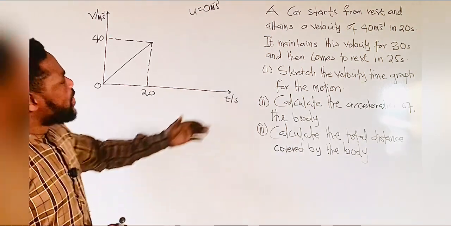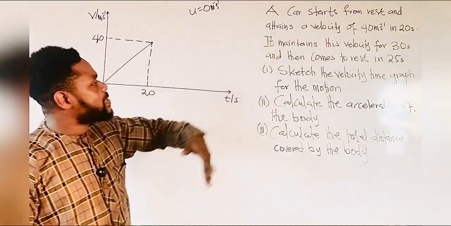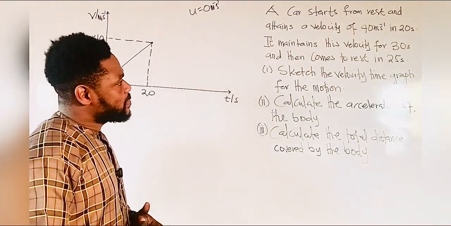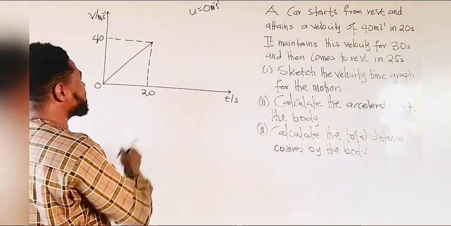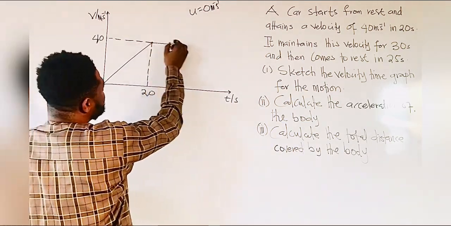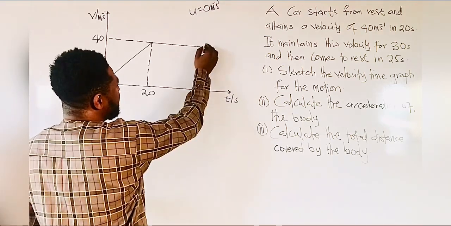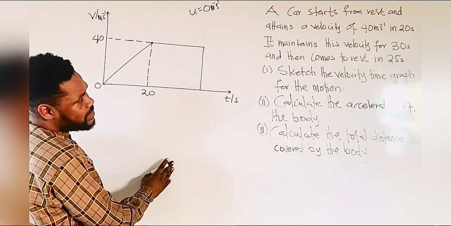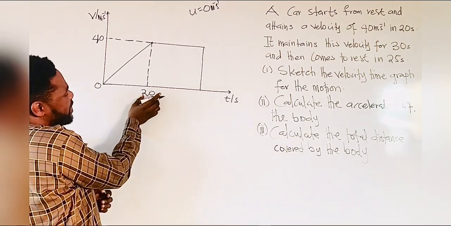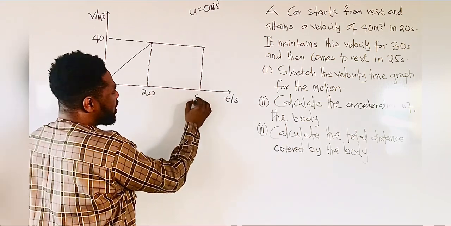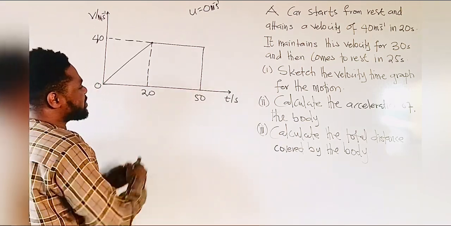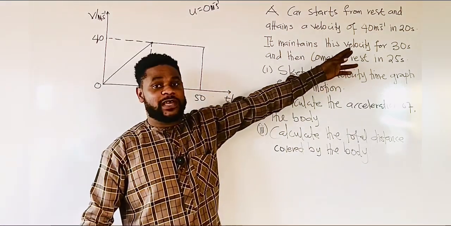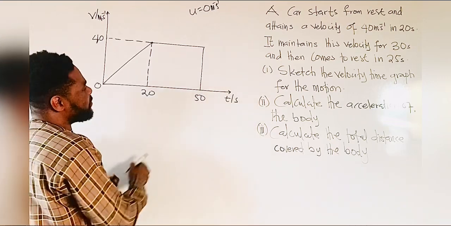20 seconds. Now it continues and says that it maintains this velocity for 30 seconds, and this is what we call constant velocity or 0 acceleration. And with that we go horizontally like this. The time for that constant velocity is 30 seconds. So we add our 30 to the 20 and we are going to have 50 here, so that the difference between the two numbers will correspond to the time given for the constant velocity.